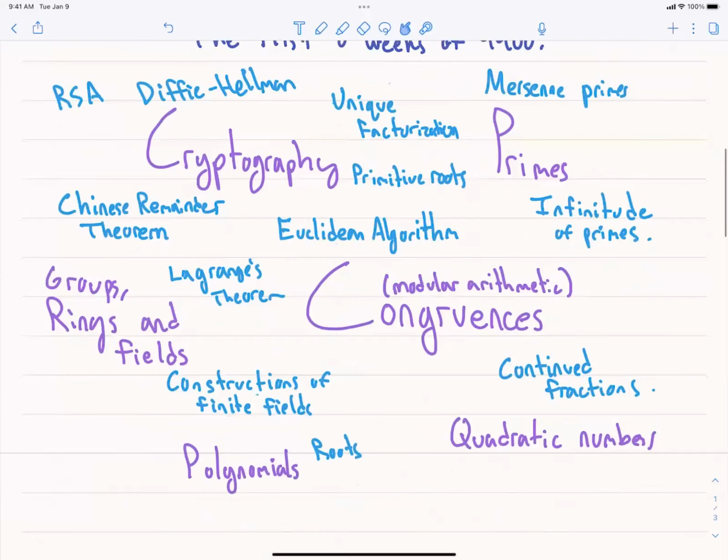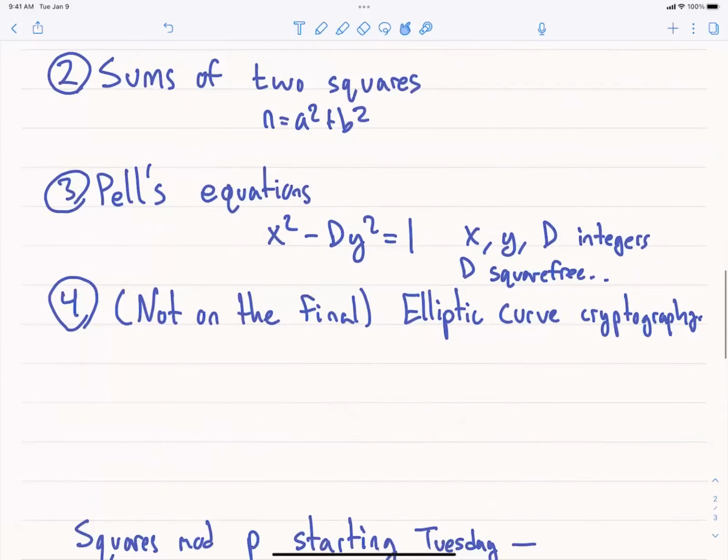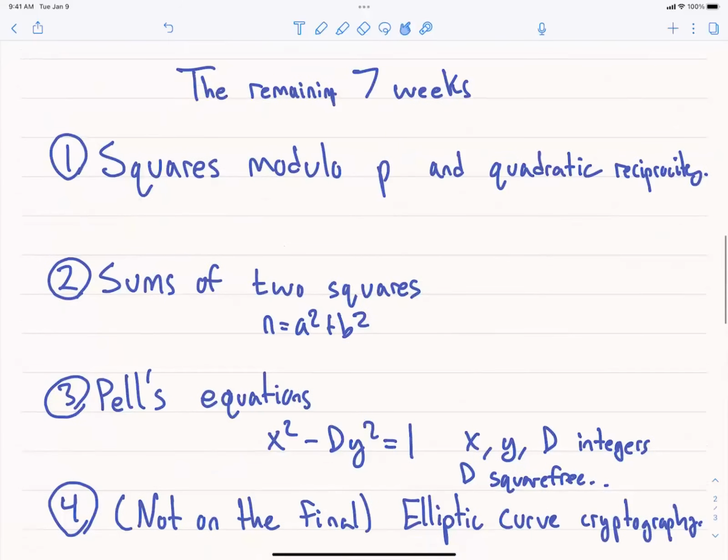Okay, so that's where we're going with the rest of the class. I'm looking forward to it. On Tuesday, we're going to get started with some preliminary investigations into squares modulo p, building up to this first thing. This first thing is going to take 2 to 3 weeks. Then each of these will take maybe around 1 week or a little more. And then this last thing will be about a week.